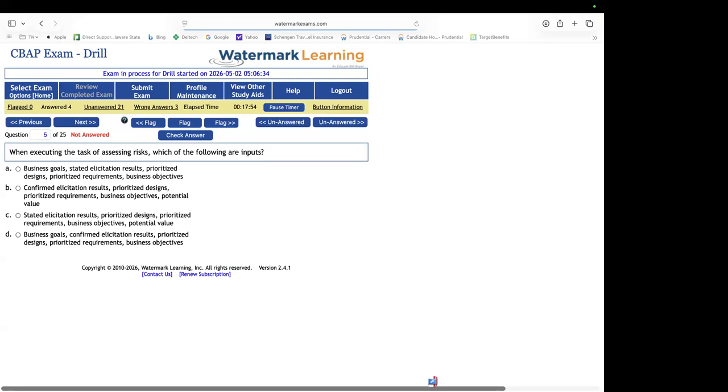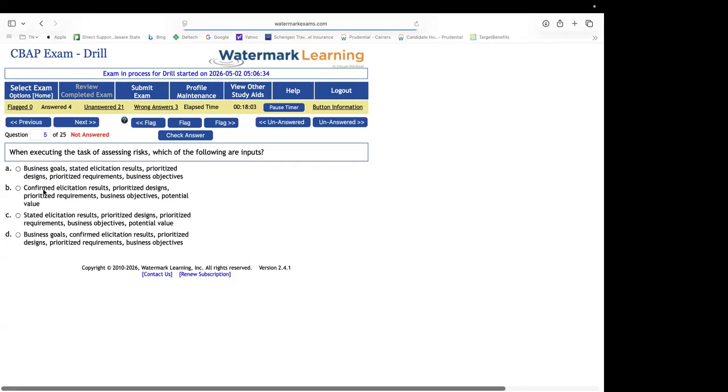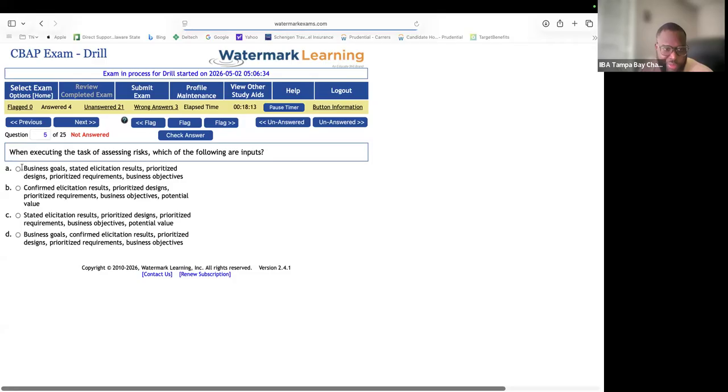Business objectives and business goals are not required. So what I'm hearing is A and D are not, can be excluded, because they both have business goal, and you said business goal is not part of the input for assessing risk. Okay, yes. So it kind of remains with B and C. Let's see what we have.